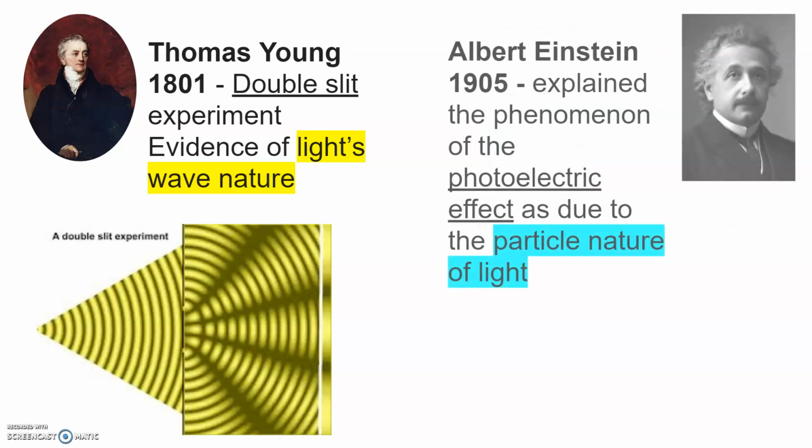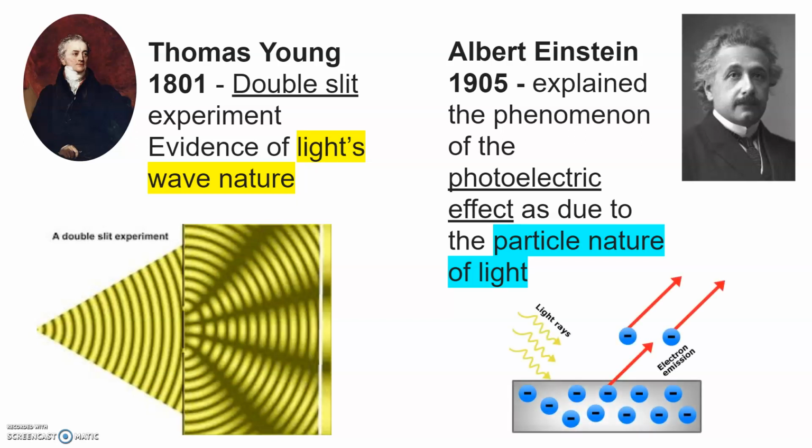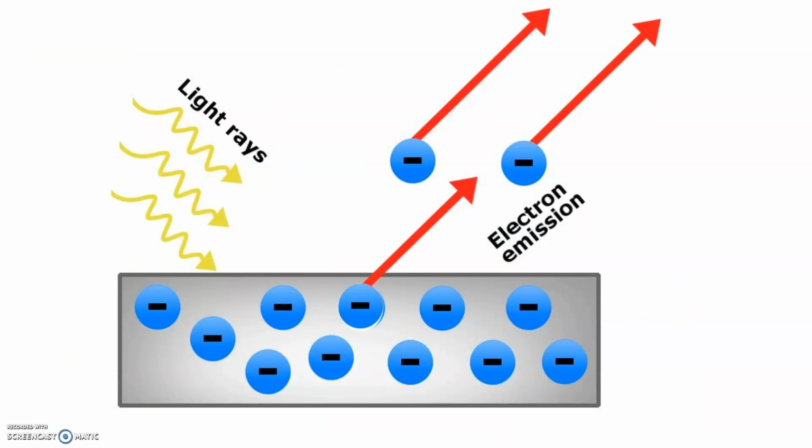About 100 years later, Albert Einstein explained the phenomenon known as the photoelectric effect as due to the particle nature of light. So this is how we determined that light also has a particle nature. So let's talk about the photoelectric effect.